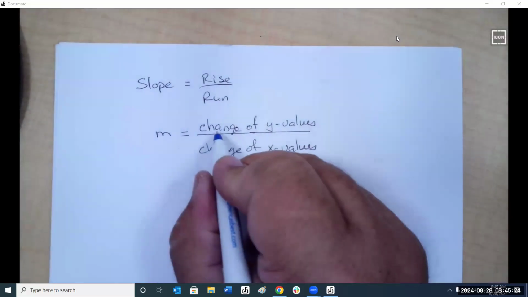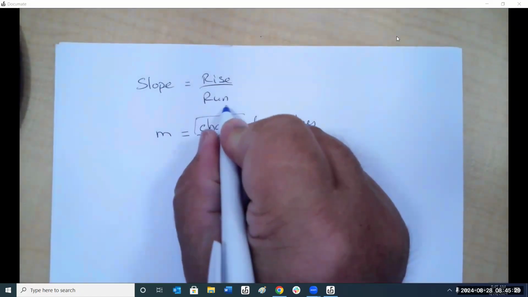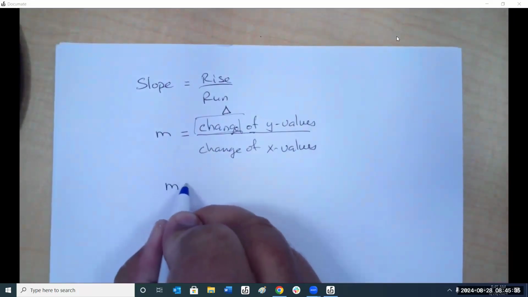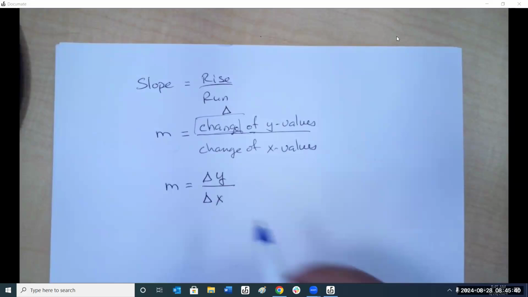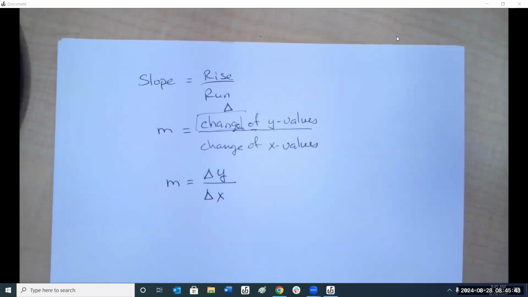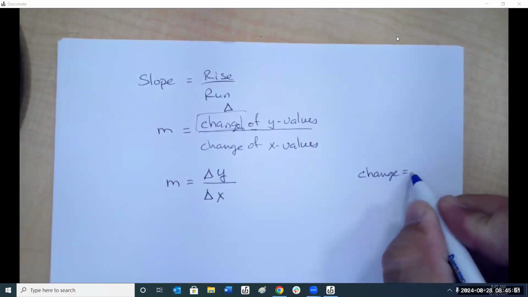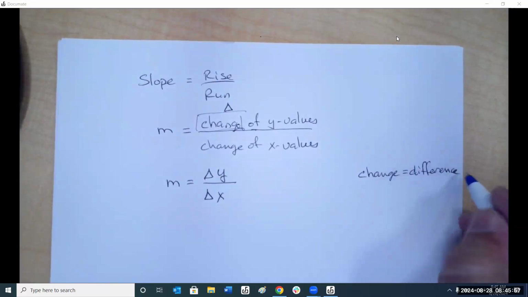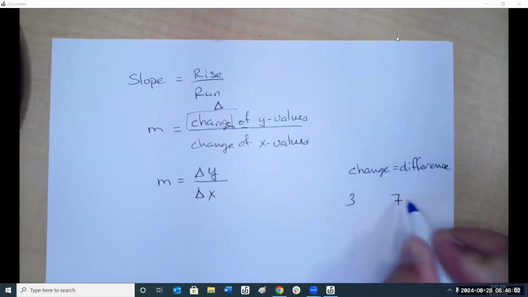So what does all this mean? What is change? Whenever you see the word change in mathematics, we use the delta symbol. So it's the change of Y over the change of X. Change is the same thing as difference. What's the difference? Or how far is it from 3 to 7?